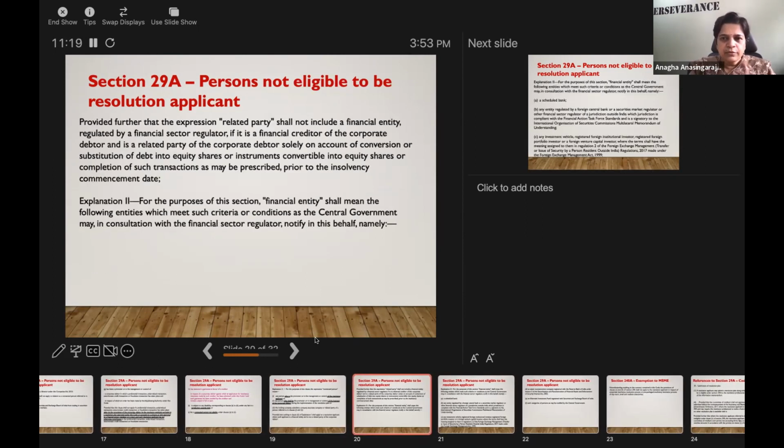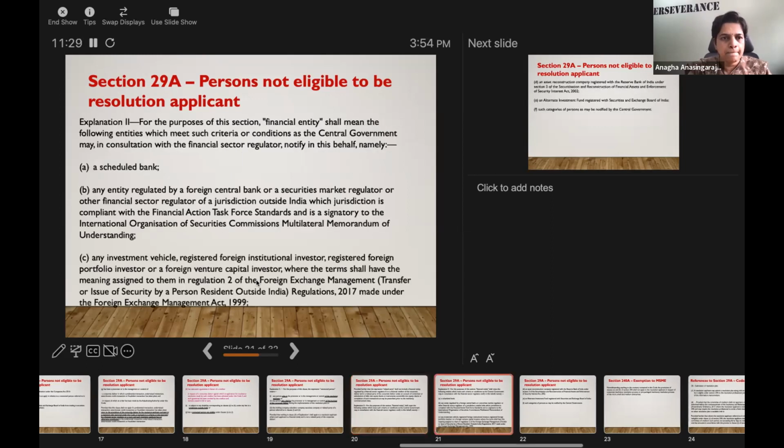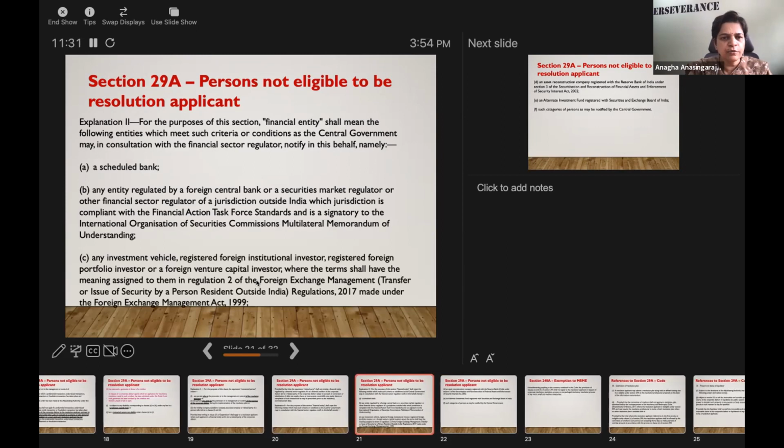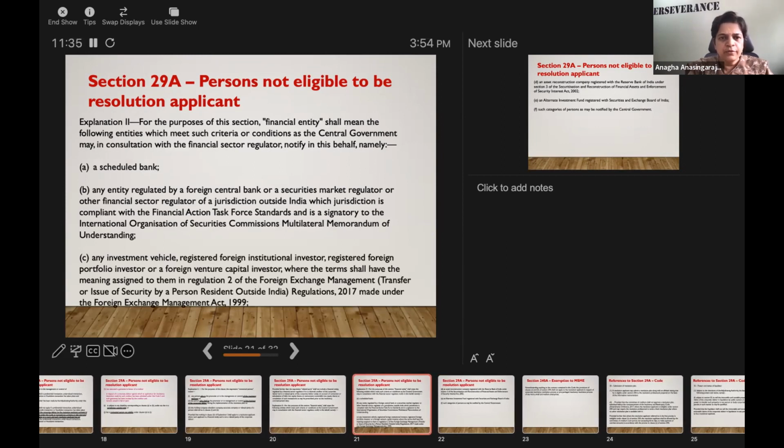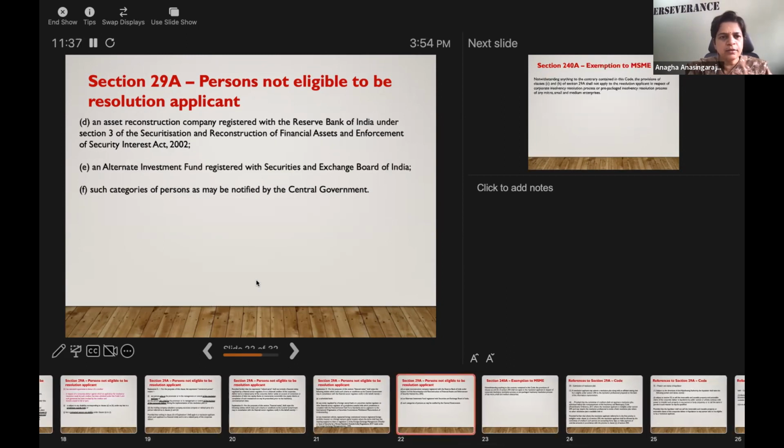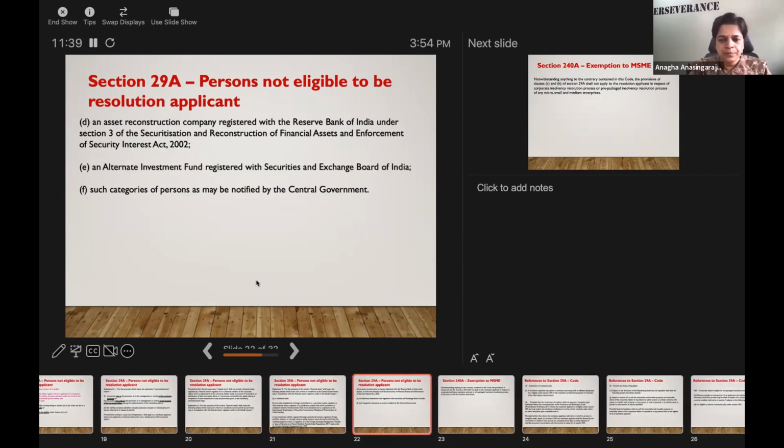Again, the same definition for that related party applies where he becomes a shareholder or a related party by virtue of conversion of any convertible securities into equity shares. And the definition of financial entity has also been given. So if it falls under this, again, this person will fall under the exception.